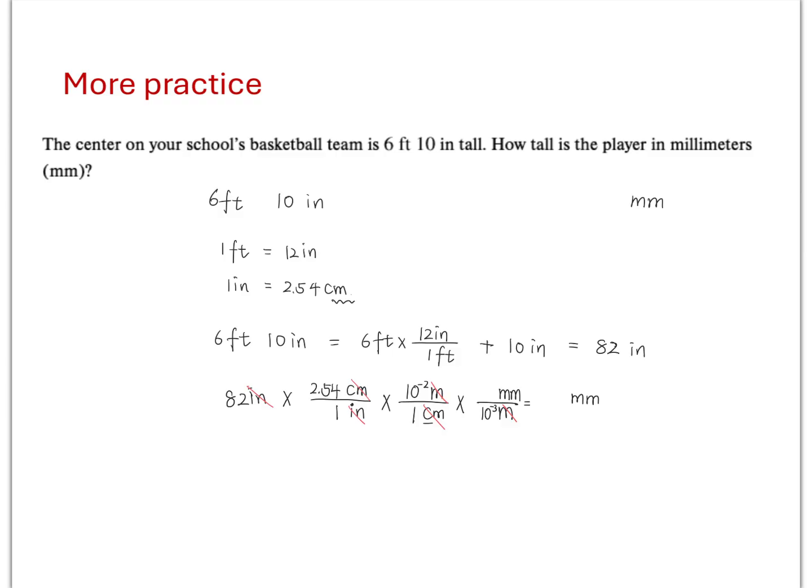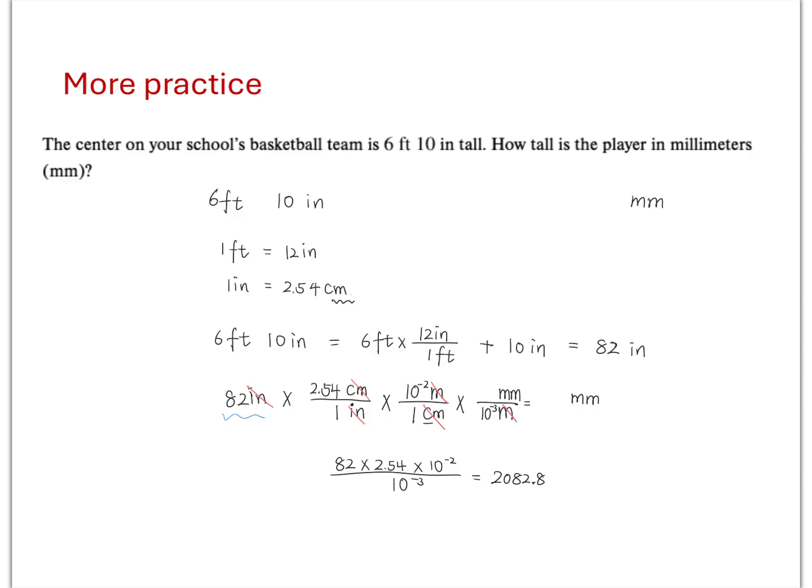If you plug all these numbers in, what we have here is 82 times 2.54 times 10 to negative 2 and divide by 10 to negative 3. Let's do the math real quick. The answer on my calculator is 2082.8. However, we cannot just put that as our answer. Why? Because we are given 10 inches, which gives us 2 sig figs. So our answer should be 2 sig figs.